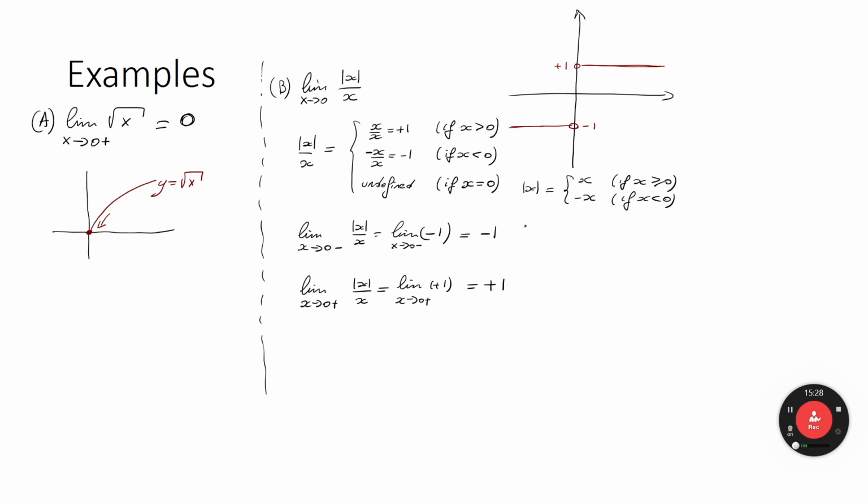And in particular, we see these two values are different. So the limit for x going to 0, the two-sided limit, does not exist. And that's because these two values are different. For the next example, we'll do something a bit more involved.